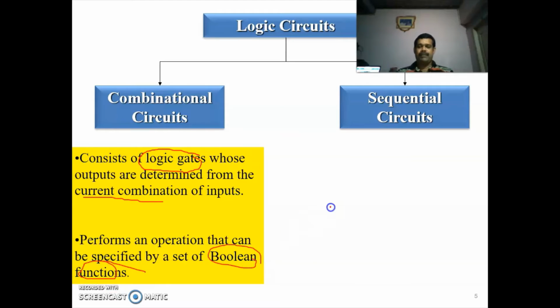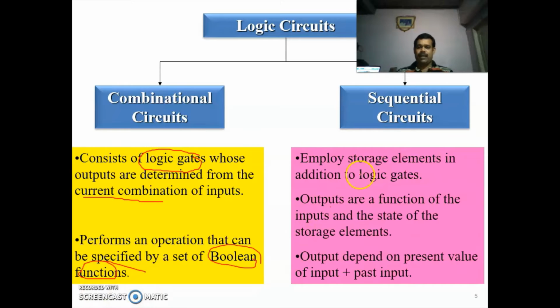Now we come to the sequential circuit. In sequential circuit, apart from the logic gates, it has storage elements or memory devices. Here the outputs are functions of what? Inputs and the state of the storage element. The output depends upon the present value of input and the past value of input.